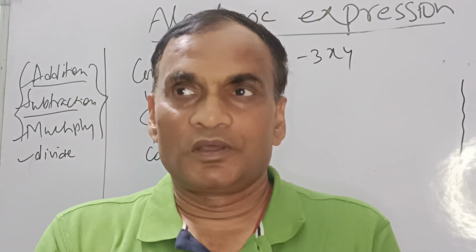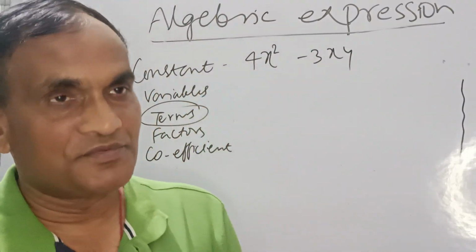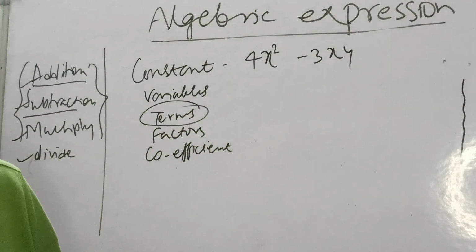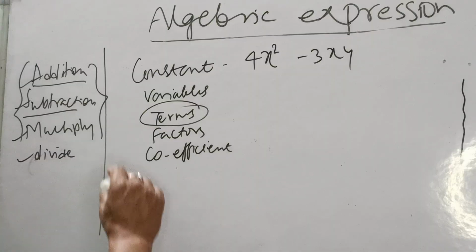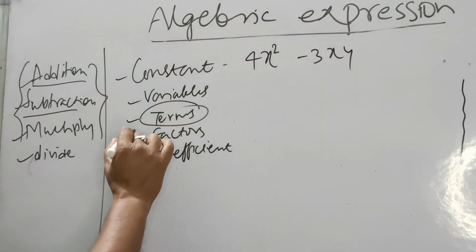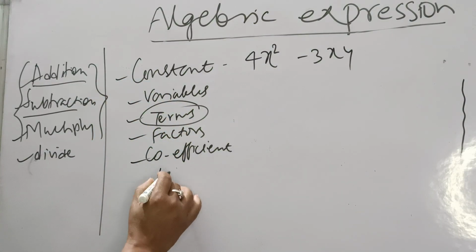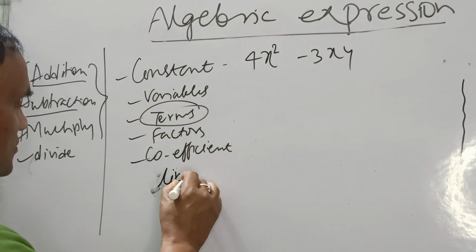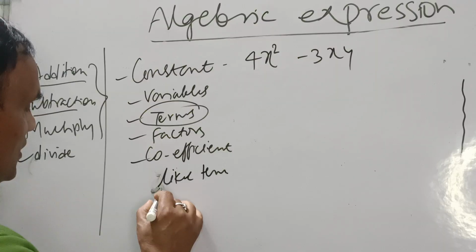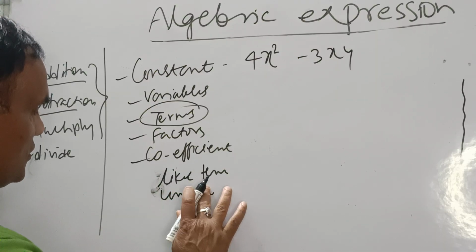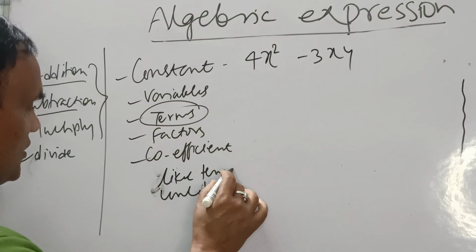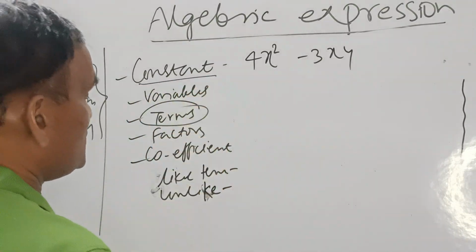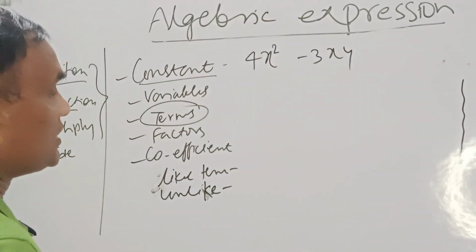Okay. In the previous class, we have seen some terms on algebraic expressions, right? What was that? Constant, variable, terms, factors, coefficient, and further we'll see like term and unlike term, right? Before like term and unlike term, we'll see constant just once again, just for revision. What is a constant?